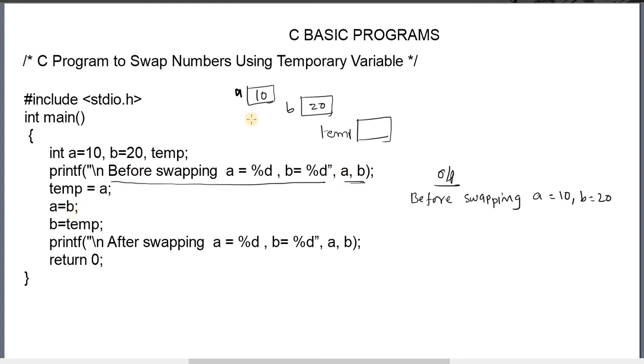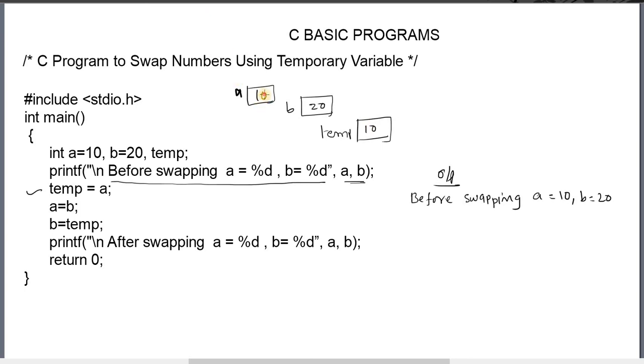Now here if you want to swap the values of two variables, first we have to copy one of the values into third variable here. By this statement, the a value will copy into temp. Temp is one variable, you can take with any name. Temp means temporary variable. After this step, the a value is copied into temp.